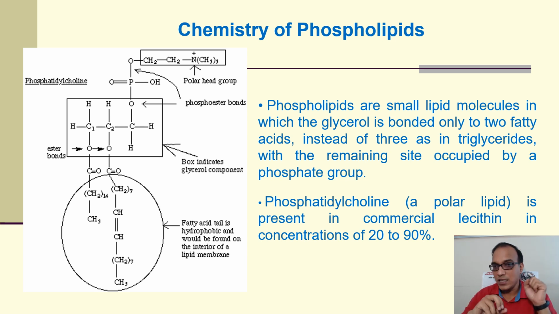As you can see in this diagram, phosphatidylcholine is a polar lipid. It is present in commercial lecithin in a concentration of 20 to 90%. So depending on your feasibility, in general, in my experience the lipid 80% is far more suitable for laboratory purposes when you are developing the phytosomes, because the lower grades will have their own problems.